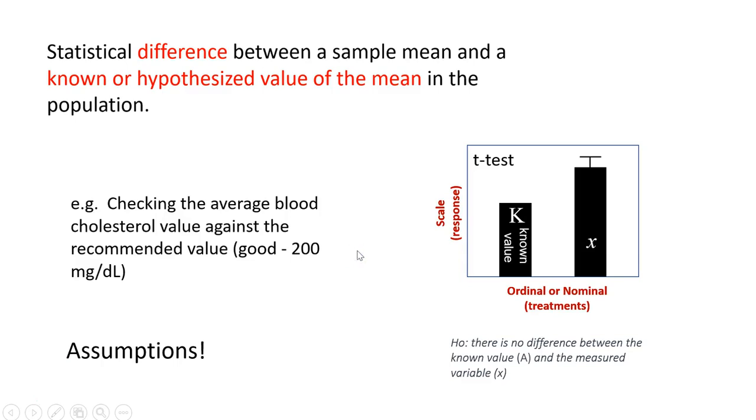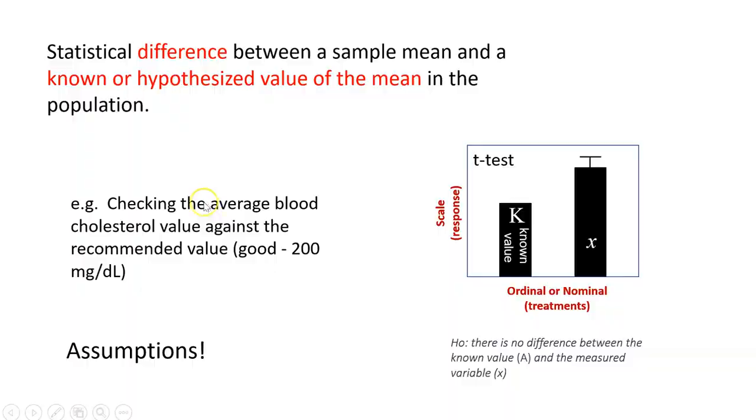So for example, some researchers wanted to look at blood cholesterol value in a group of patients, and they wanted to test whether this was different to what the recommended value is, what the good level is, which is about 200 milligrams per deciliter of total cholesterol in the blood. So they know what the known or hypothesized value is, 200, and they want to check whether that population is the same or different to that 200.